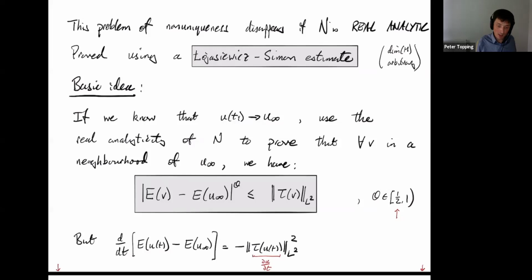It's saying, if you take your u_infinity, which remember is the limit that we're considering here, then this u_infinity has a small neighborhood, so that if v is in the small neighborhood, then the energy of v minus the energy of this limit is controlled in size by this tension.